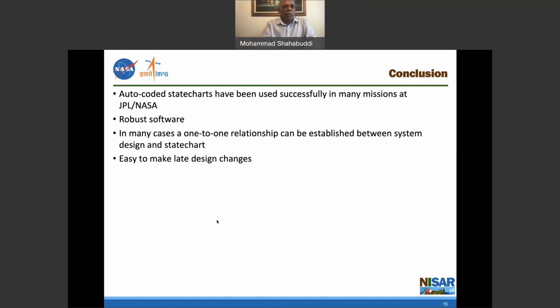So in conclusion, state charts have been successfully used in many missions at JPL NASA. The software is robust. In many cases, a one-to-one relationship can be established between the system design and the state chart. It's easy to make late design changes in a state chart because all you have to do is rerun the AutoCoder and achieve the changes. Otherwise, if everything is manually coded, it takes a lot of time to redo that.